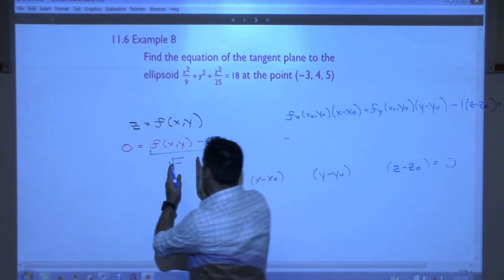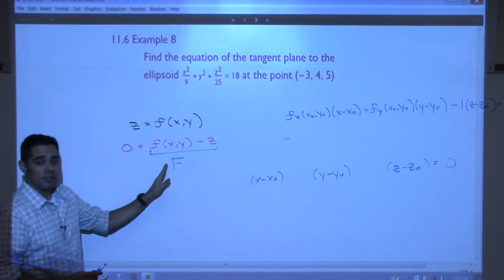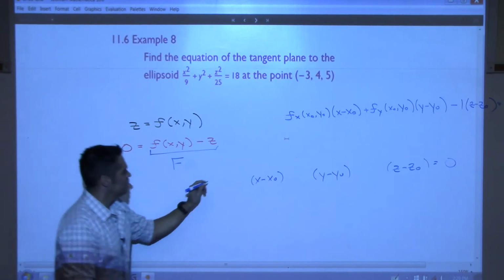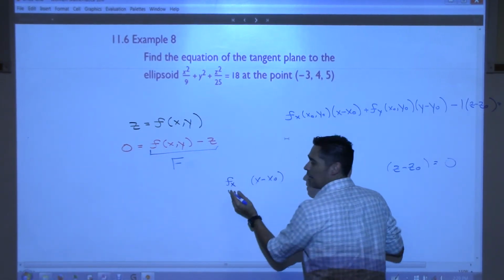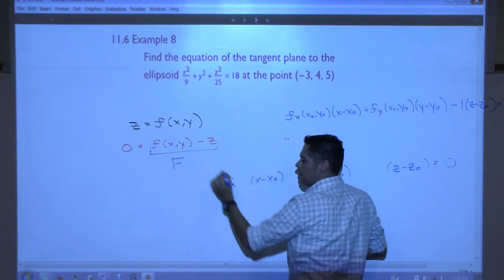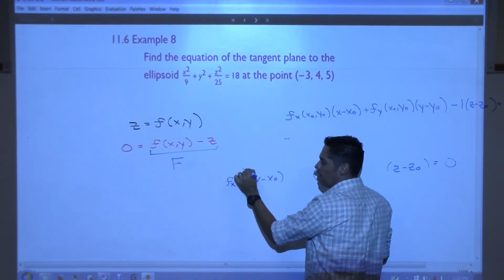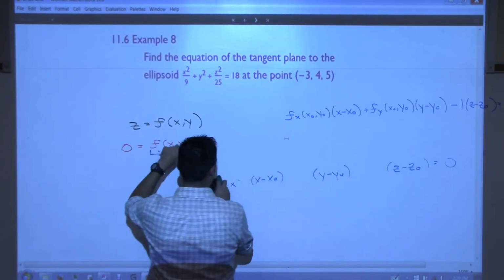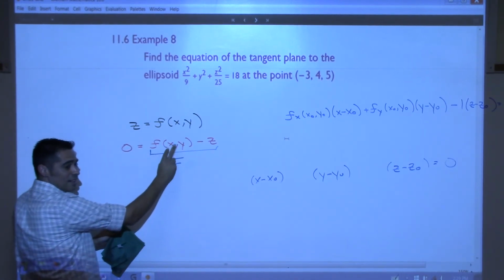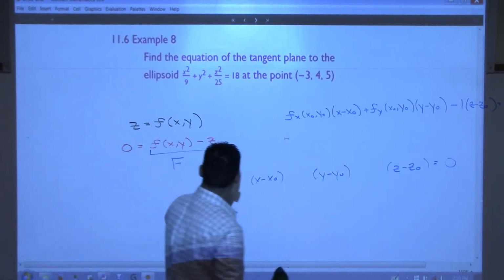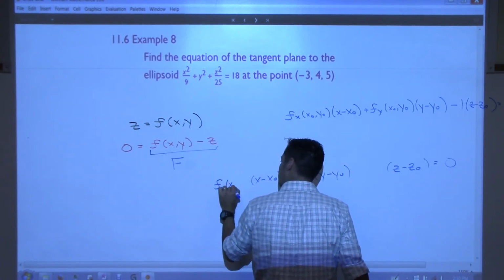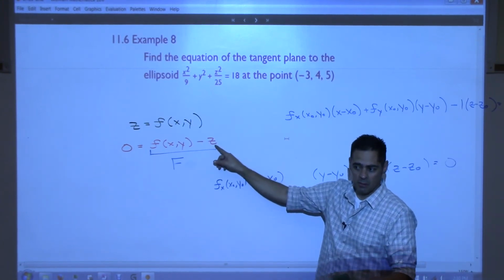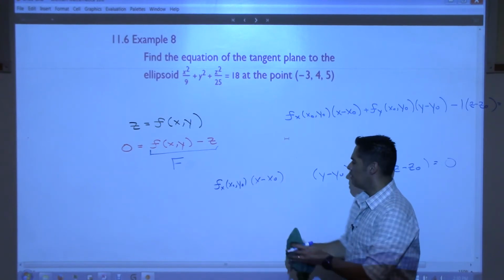What is the partial of capital F with respect to x? Well, it's the partial of little f with respect to x. Then at the point x naught, y naught. Z naught I don't have to worry about, since this piece just has x's and y's, there is no z in here. So this is just the partial of f with respect to x at x naught, y naught. And then minus the derivative of z with respect to x, which is 0. So that's it.